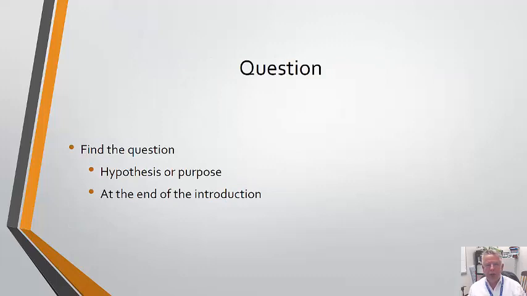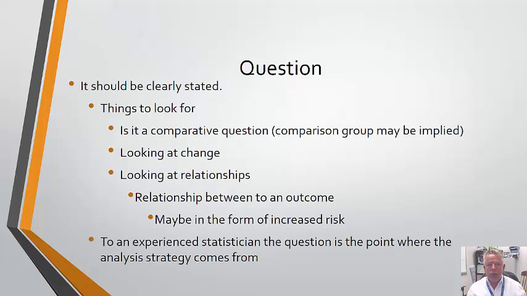Before I get into the methods and results, I want to go outside of those sections and talk about finding the question. What is the purpose of the article? This may be called the purpose, it may be called the hypothesis, it may just literally be called the question. And usually it's going to show up after the background, after the introduction and right before you get into the methods. It should be clearly stated.